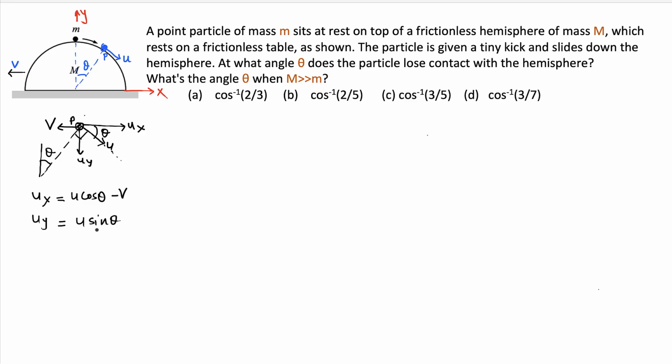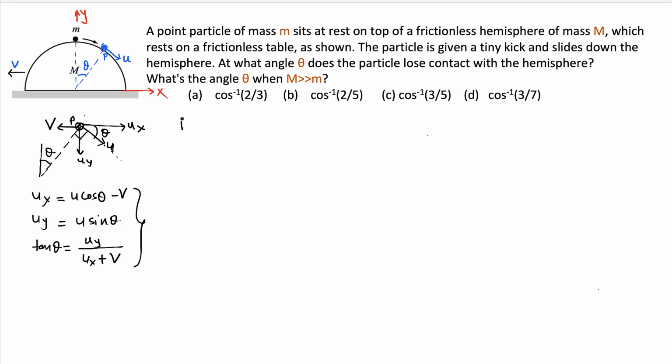Okay, tan theta is uy by ux plus v. Okay, so this should be simple enough. We are doing this because we need to know the absolute velocity u in terms of ux and uy. So we need to figure out the actual ux and uy.